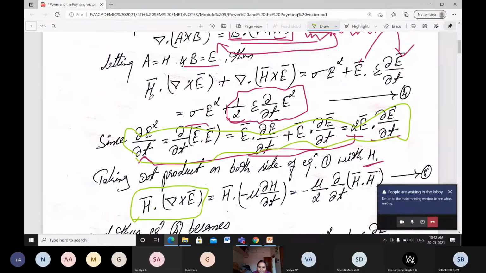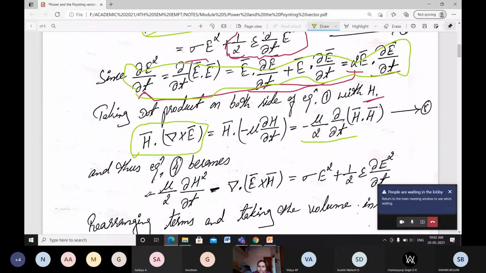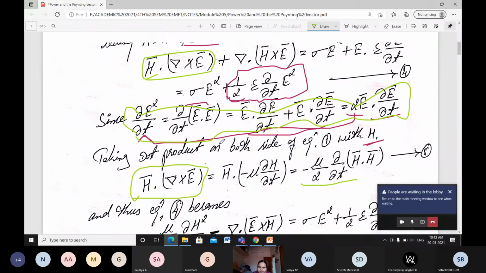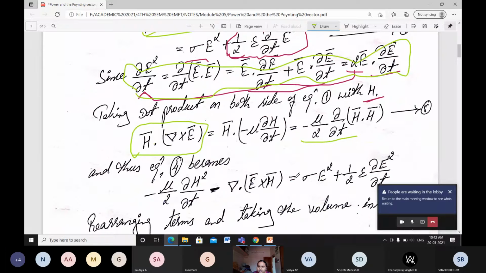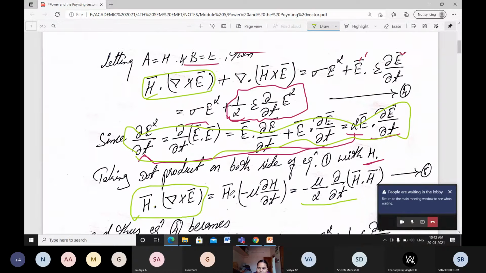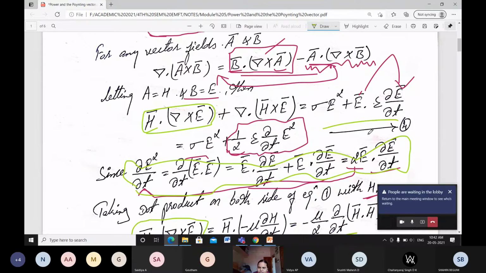of minus mu by 2 dou by dou T of H dot H. The equation becomes minus mu divided by 2, dou H square divided by dou T, of minus del dot E cross H is equal to sigma E square plus 1 by 2 epsilon naught dou E square divided by dou T. This is the equation you will be getting. That equation 4 is going to be changing here.